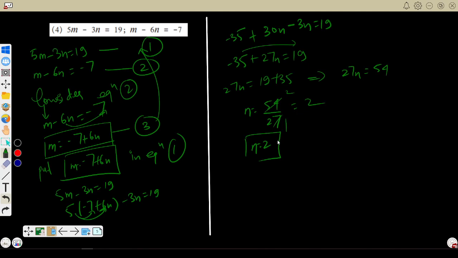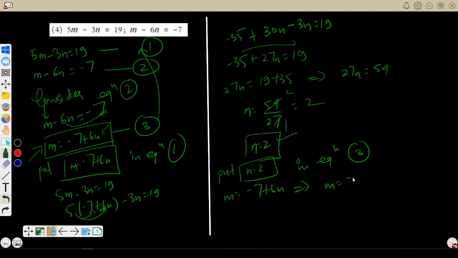Fine. Now we have the value of n. I need to find the value of m. Now if you look at equation number 3, we have a separate equation for variable m. So in equation 3, I will put n is equal to 2. I'll copy the equation, m is equal to minus 7 plus 6n. In this, I will replace n with 2. So 6 multiplied with 2. Minus 7 plus 6 into 2 is 12. 12 minus 7 will be 5. So m turns out to be 5.